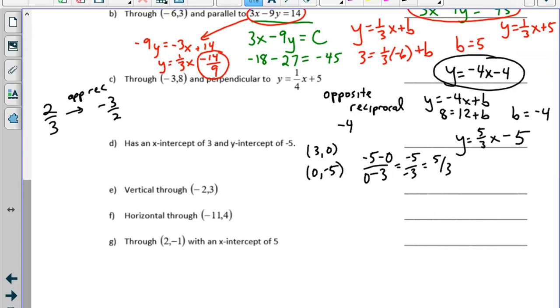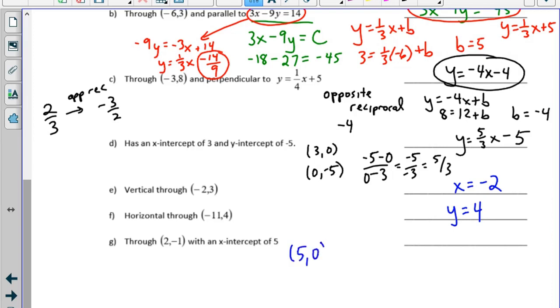A vertical line through -2, 3 is going to be x equals -2, and a horizontal line through that point is going to be y equals 3. Remember, horizontal and vertical lines are just x equals and y equals. I'm sorry, verticals are x equals and horizontals are y equals. Then letter G, through 2, -1 with an x-intercept of 5.